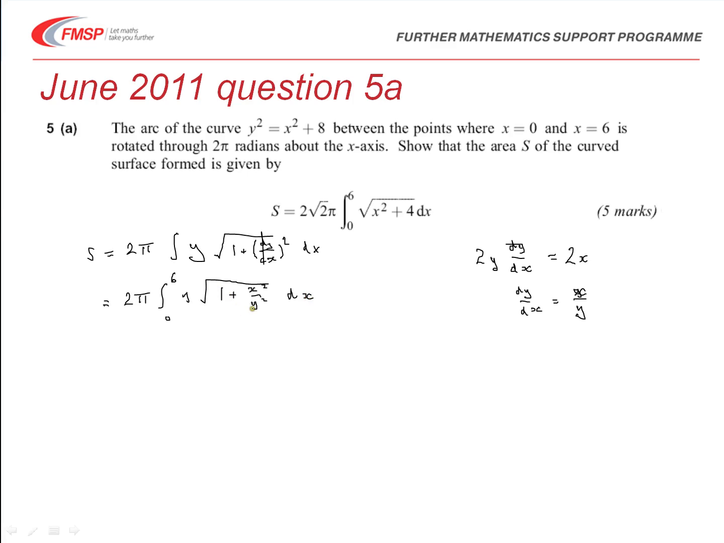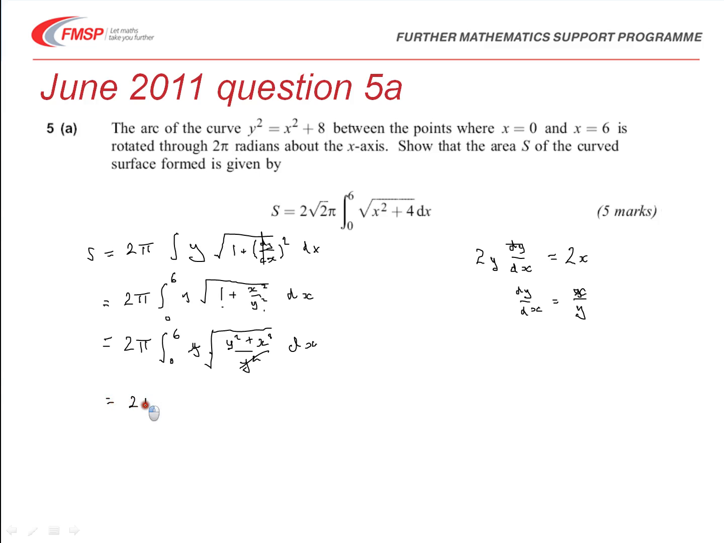So what can we do? I think what we need to do here is to combine these 2 parts underneath the square root together, and then we may well be able to take a suitable factor out to make that y in front of the square root disappear. So we're going to get y square root, so this is going to become y squared plus x squared over y squared. And now we can take the y squared out of the square root and it will cancel this y on the outside.